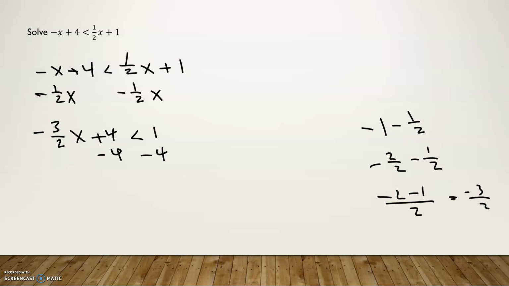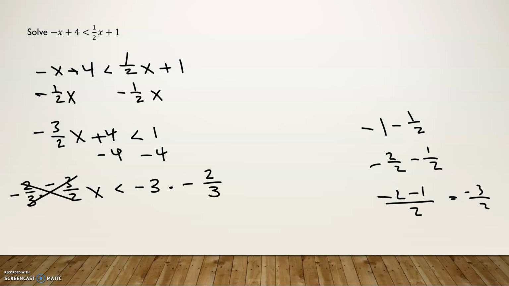Subtract the 4. Negative 3 over 2 x less than, that's going to be negative 3. And then you can either divide by negative 3 over 2 on both sides, or you can multiply by the reciprocal. It ends up being the same thing. So I'm going to multiply by negative 2 over 3 on both sides.